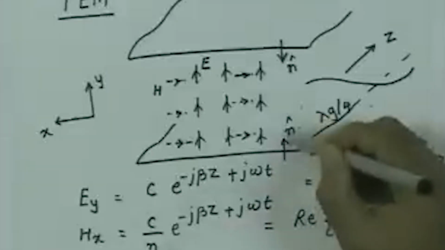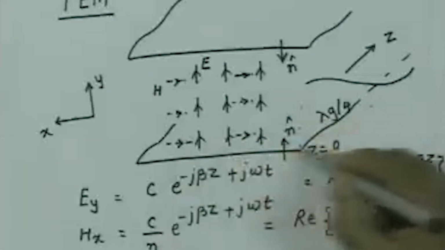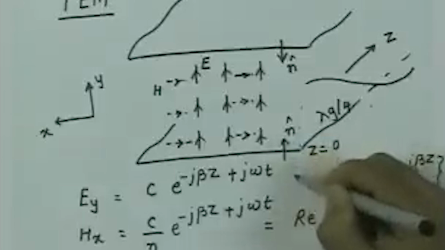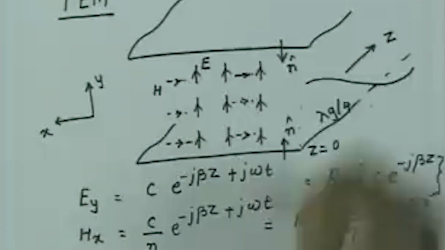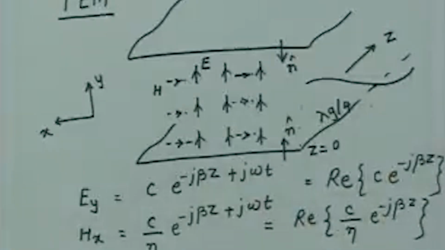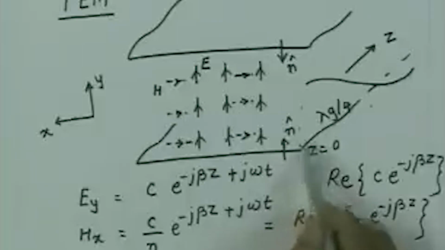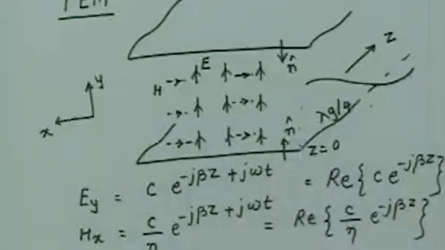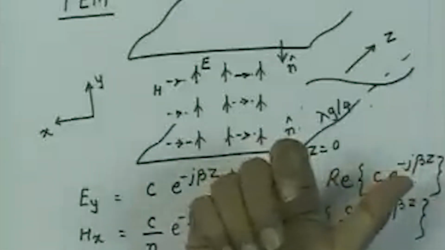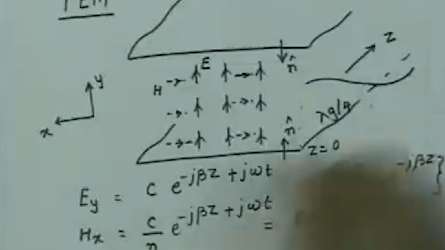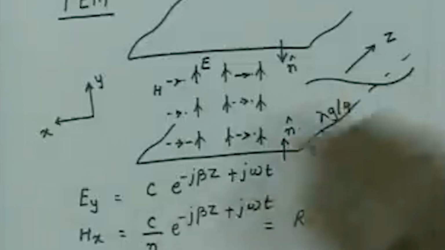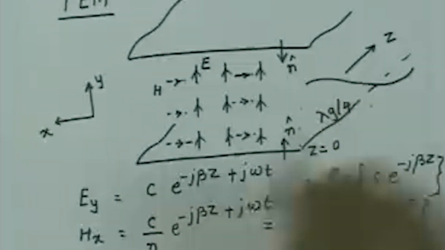So, the unit vector outward normal for the lower plane will be going upwards, the unit normal for the upper plane will be going downwards. And now you can calculate n cross h everywhere. So, this is the direction of h, this is n. If I calculate n cross h at that point, I will get the direction of the surface current, which will be along the direction of the wave propagation.